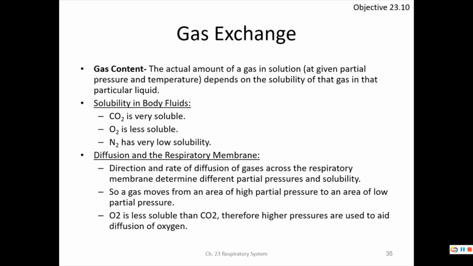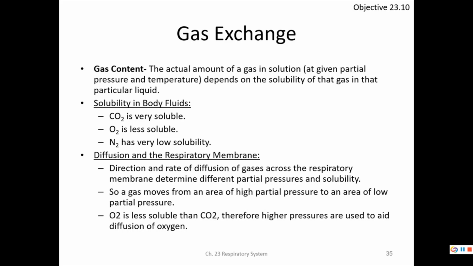So the gases and how they diffuse across the respiratory membrane: because oxygen is less soluble in the blood than CO2 is, you're going to need a very high partial pressure of oxygen to help get it across. It's kind of like, I'm not as easy to get across, but I've got extra help.